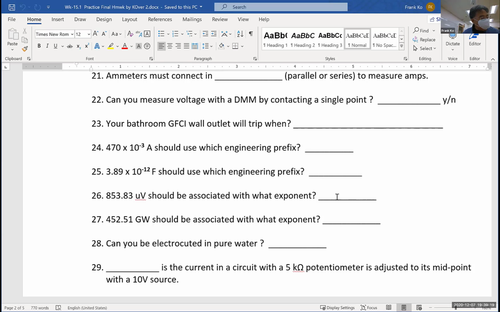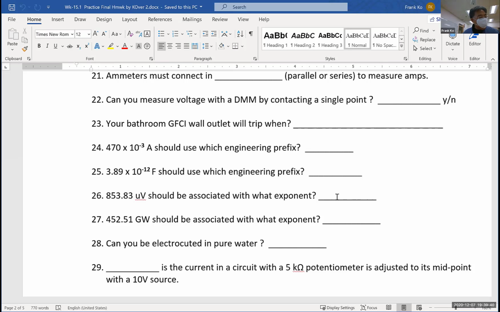Number 29, what is the current in a circuit with a 5 kilo ohm potentiometer adjusted to its midpoint with a 10-volt source? What did you calculate, Jacqueline? 4 milliamps. Who does not have 4 milliamps and does not understand the question? I have 4 amps. 4 amps? Well, here, okay.